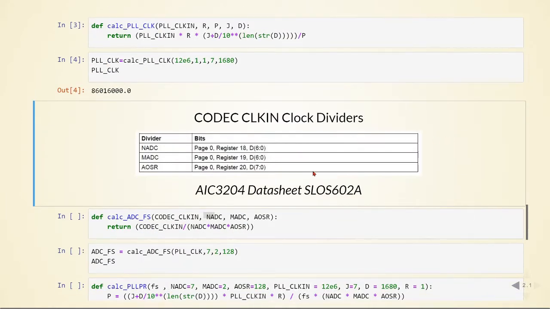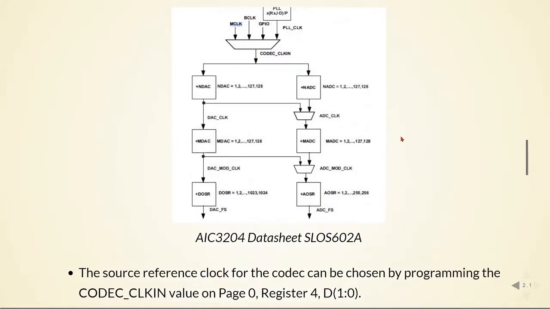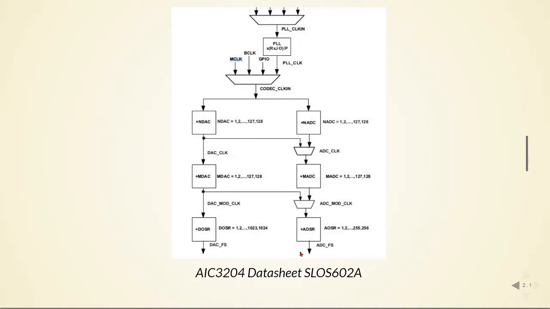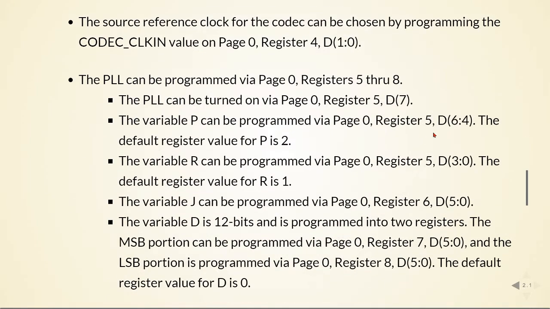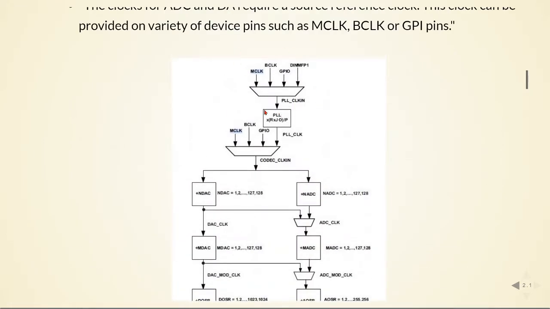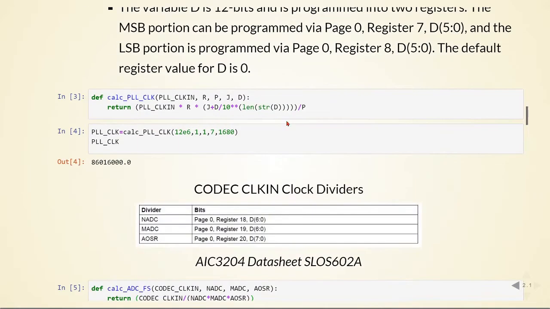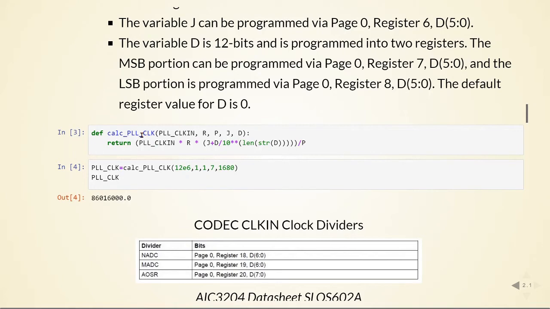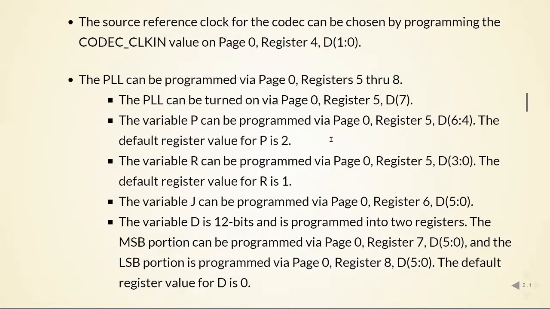Now we also have different clock dividers to get the value for the codec clock in and the final frequency here. The codec clock in will have this PLL clock, and then we have these extra dividers to achieve the sampling frequency. Here I'm providing some functions just to make things easier to calculate the desired sampling frequency and to understand what's going on in these blocks to get different clocks. This will calculate the PLL clock according to the PLL clock in.